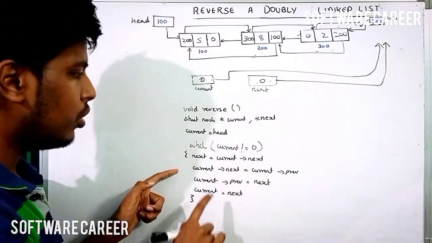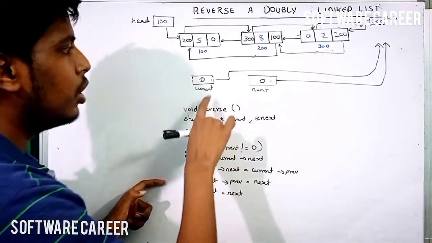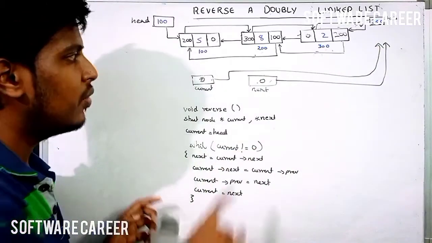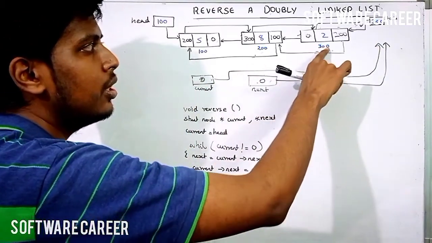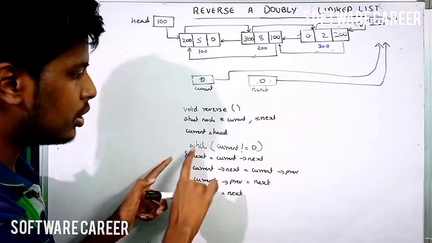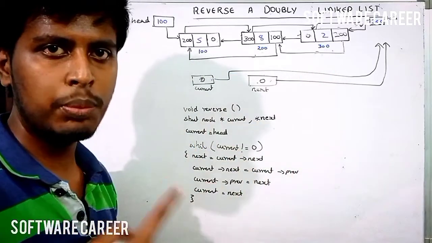See here, what is this condition? Current not equals to 0. When current is not equals to 0, then only reversing takes place. See, now what is current? Current is 0. So no reversing takes place. When current is pointing at 300, then this node will get reversed. After this, it doesn't get reversed. So this is the terminating condition. Now you have not finished the reversing process completely. One more step is remaining.